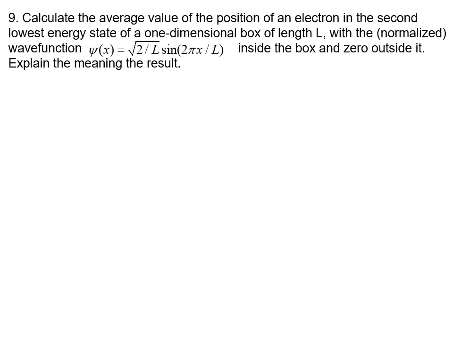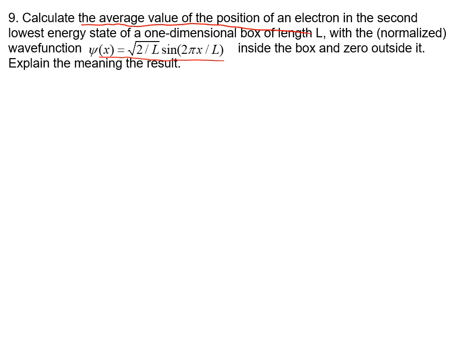Question number 9. Calculate the average value of the position of the electron in the second lowest energy level. The wave function is given here. Now, in the last question, we also mentioned the 1D box model, and there's a solution with n equals 1, 2, 3, 4, just like the hydrogen atom 1s, 2s.